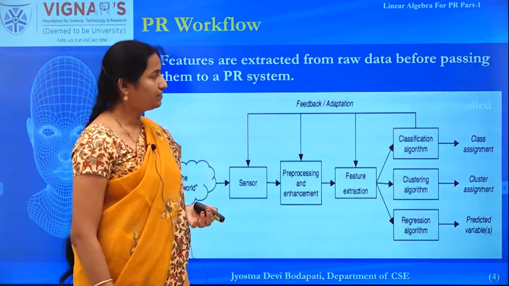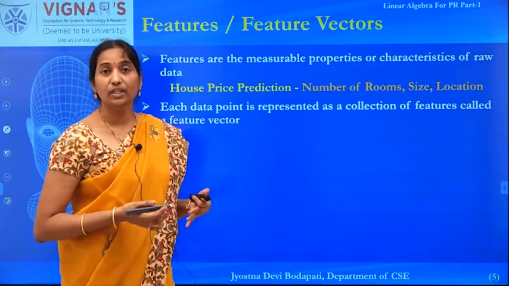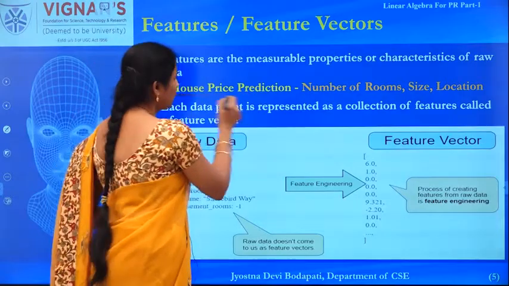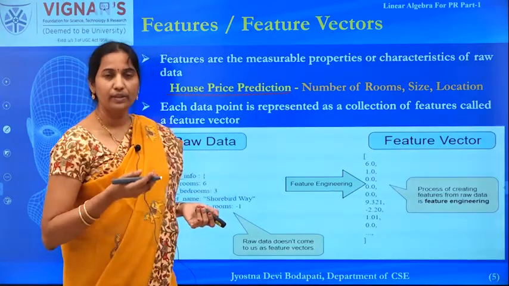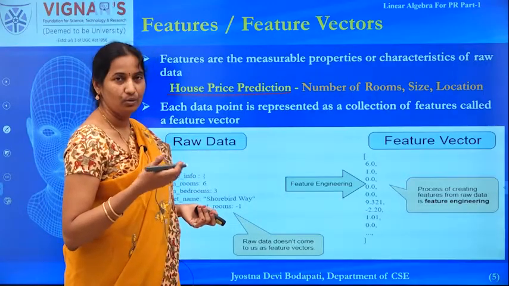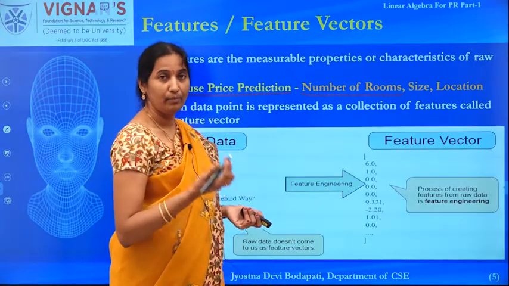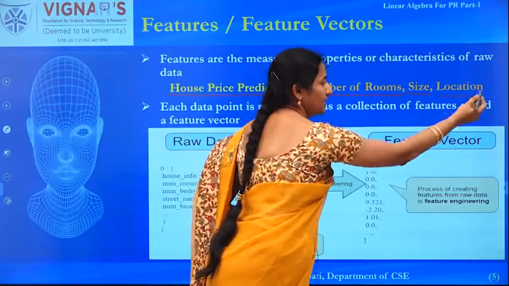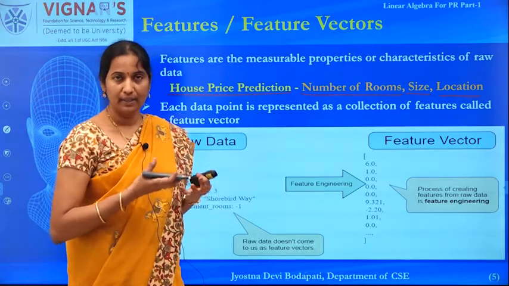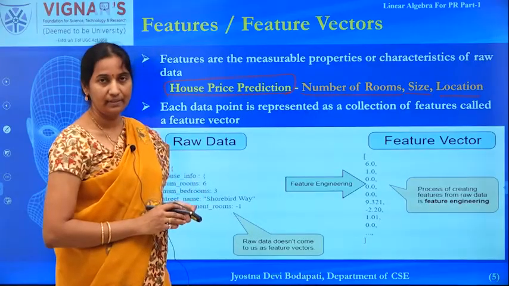Let us see what these features are and what feature vectors are. Features are basically the measurable properties of any given data. For example, in the house prediction problem, whenever you decide the price of a house, how do you do it? You will look at the number of rooms of the house, what the size is, and in which location it is located. All these properties are taken into consideration when you predict the price of the house. That is how we do it.